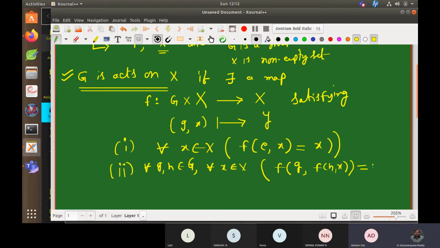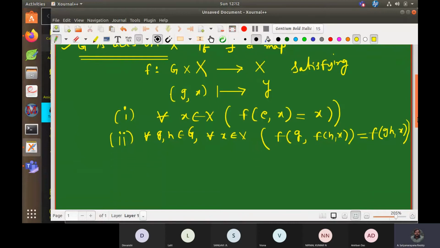That is f of acting gh on x directly. Yes, acting gh on x. So this is the second condition. If these two conditions are satisfied, then we say that G acts on a set X. So G is said to act on a set X if, first of all, there exists a map satisfying these conditions.